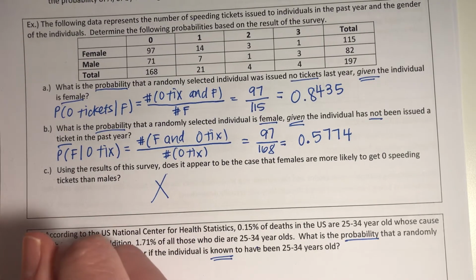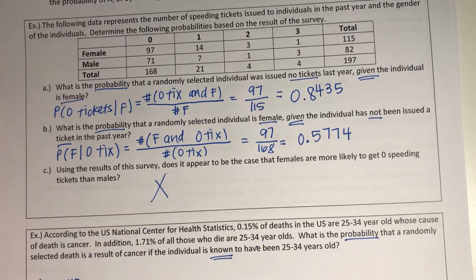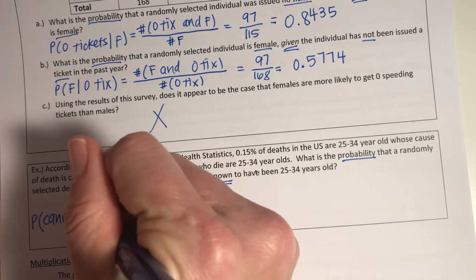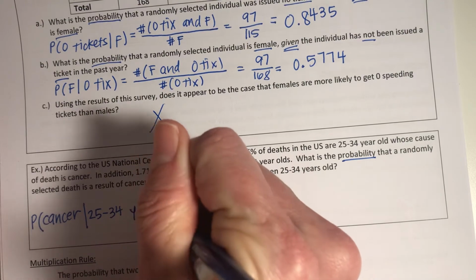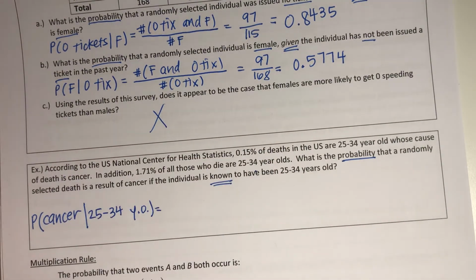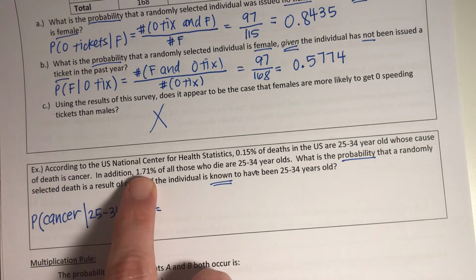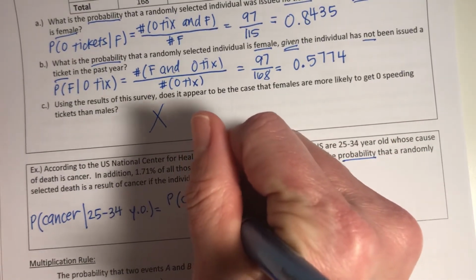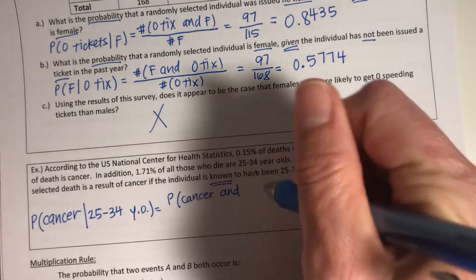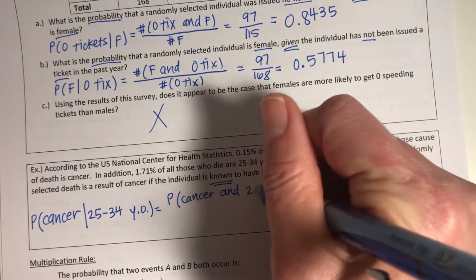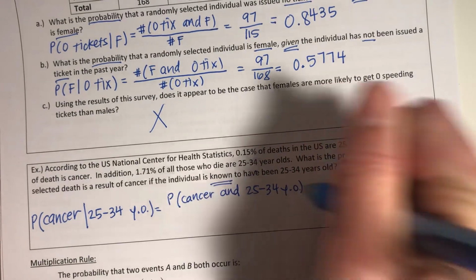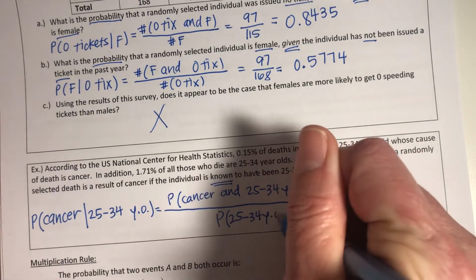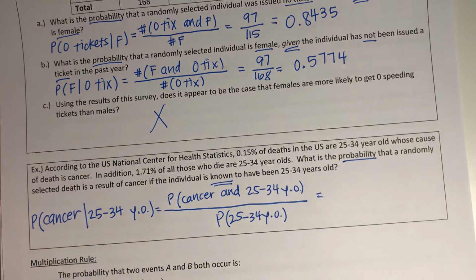So this is the probability that their cause of death was cancer. Let me move this up. Sorry, guys. Given that they were between 25 and 34 years old. And so again, this is going to be the probability, and this time again we don't have numbers. I have a probability in here, which is a percent, but we can rewrite that as a decimal. So this is the probability that they die from cancer and they are 25 to 34 years old, divided by the probability that they're 25 to 34 years old, and they passed away.